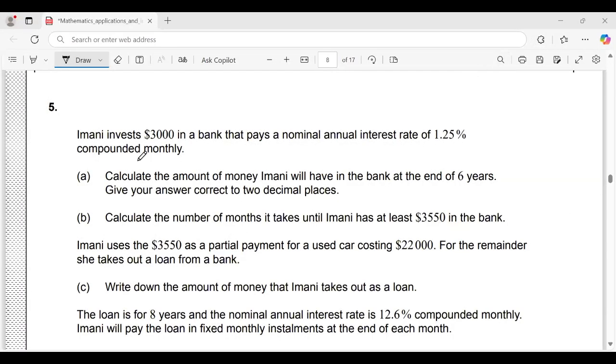Number five. Imani invests $3,000 in a bank that pays a nominal annual interest rate of 1.25% compounded monthly. Calculate the amount of money Imani will have in the bank at the end of 6 years. Give your answer correct to two decimal places.